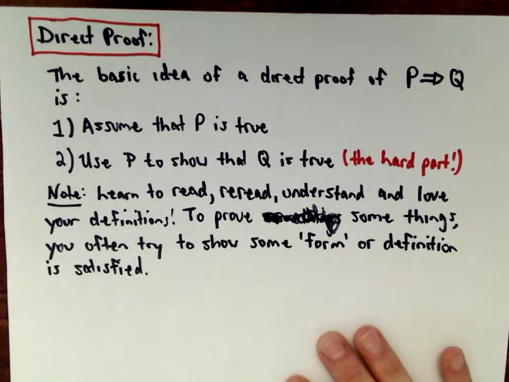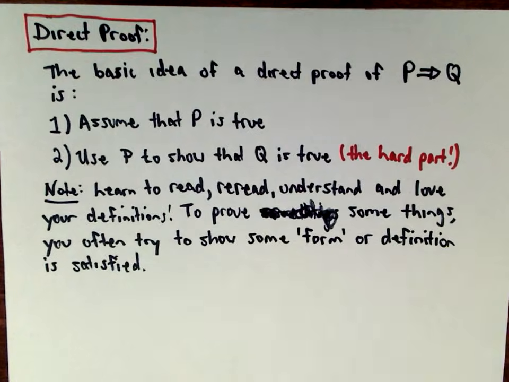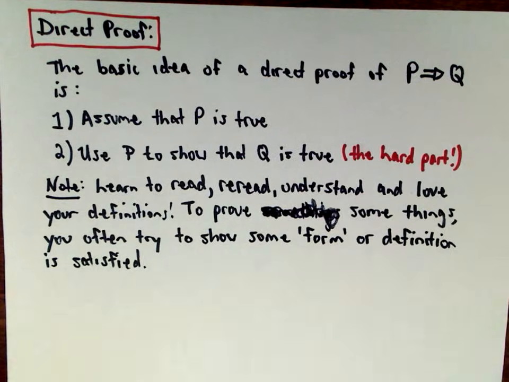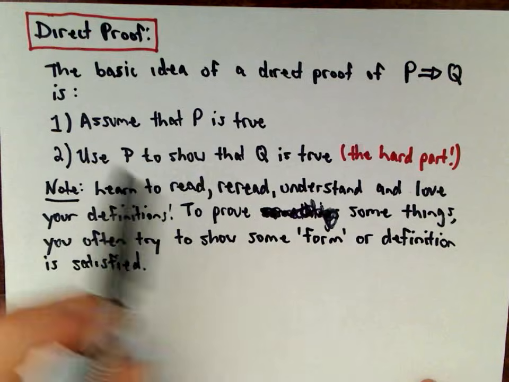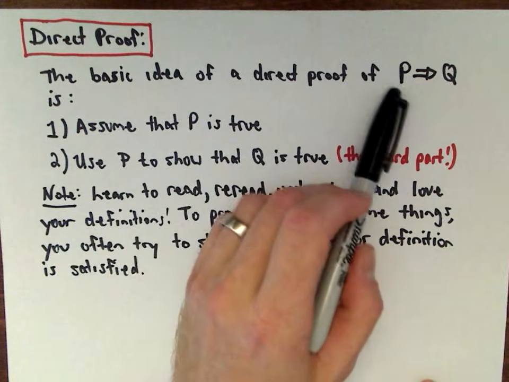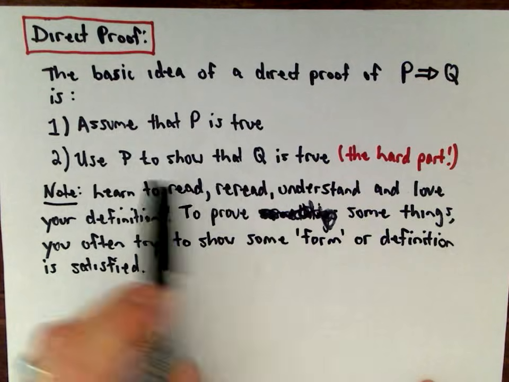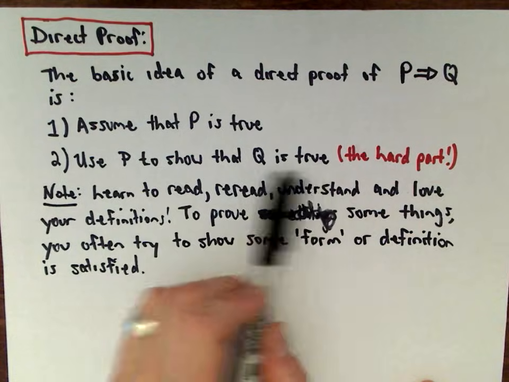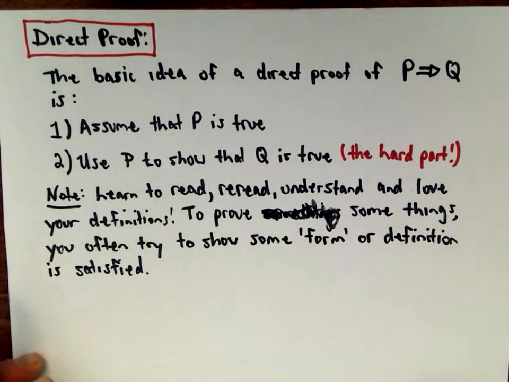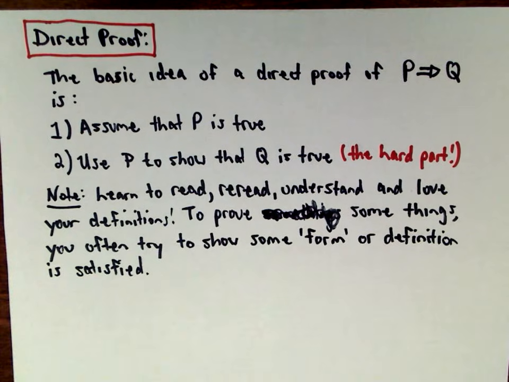Okay, so direct proof. This is going to be our first proof technique. The basic idea of a direct proof of if P then Q is we're going to assume that the statement P is true. So we're not even going to work on justifying that. We're going to assume that we have some statement that's true, and we're going to use that true statement P to show that Q is true. And typically in a proof, that's going to be the hard part. That's the part that's going to require a little bit of legwork.